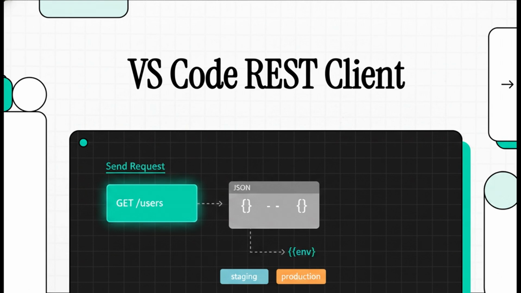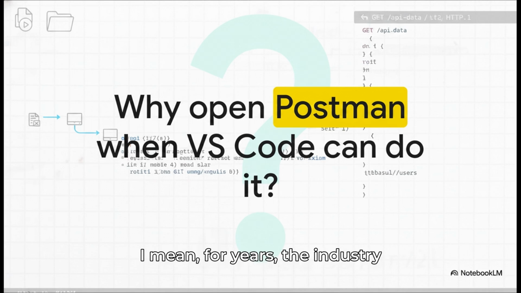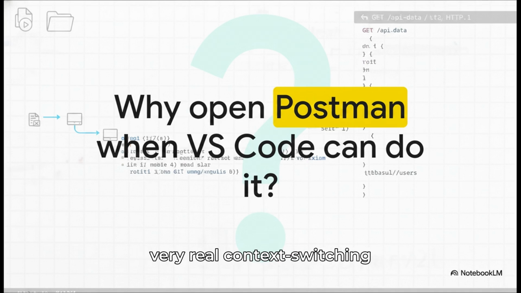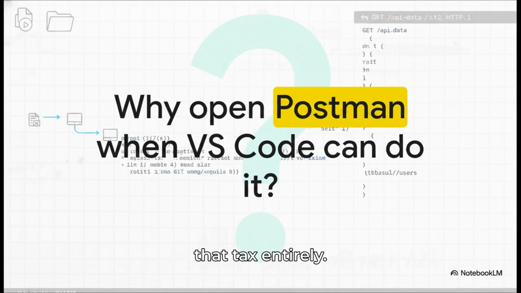Let's get into it. So here's a question for you. Why on earth open a heavy, separate application like Postman just to test a simple endpoint? I mean, for years, the industry standard has been to rely on these robust, standalone GUI tools. But as our workflows get more and more complex, that constant toggling back and forth between your code editor and an external app, it creates a very real context-switching tax. It's exhausting. Today, we'll see exactly how the REST client extension for Visual Studio Code eliminates that tax entirely.